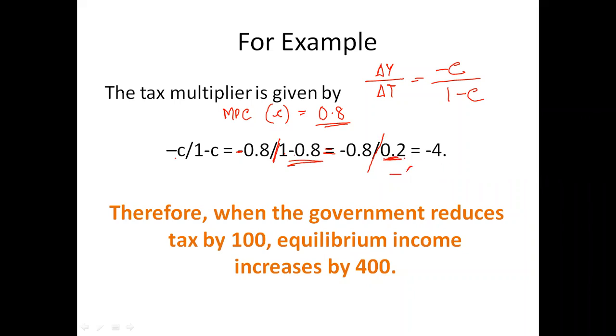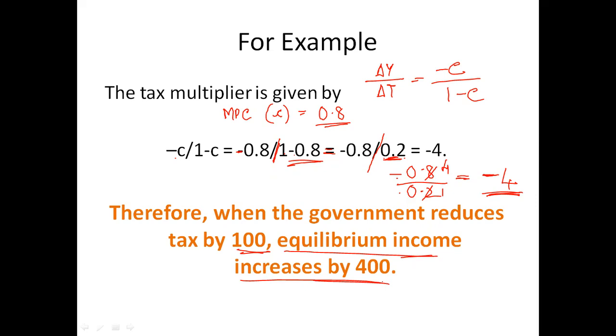So minus 0.8 divided by 0.2 is equal to, now since the numerator is minus, the answer should also be minus, right? The answer should also be minus. 2 ones are 2, 4 twos are 8, the answer is minus 4. That means when the government reduces the tax by 100, equilibrium income increases by 400. That is, if the government reduces tax by 1 rupee, we say equilibrium income increases by 4 rupees. See, when tax is less, income increases, right?